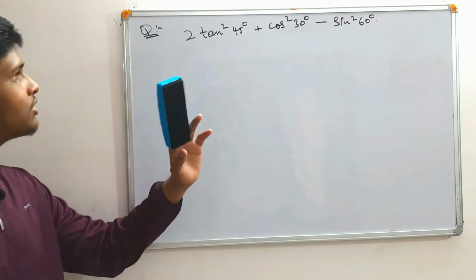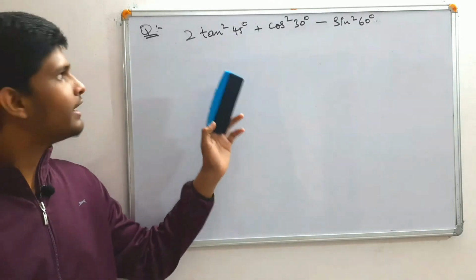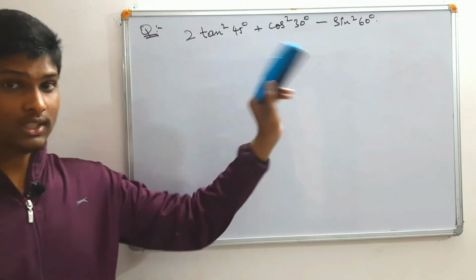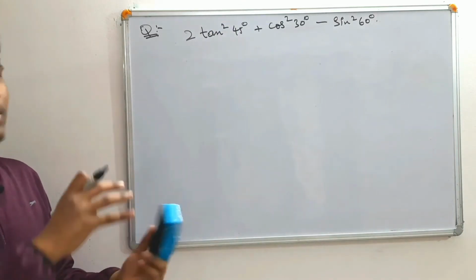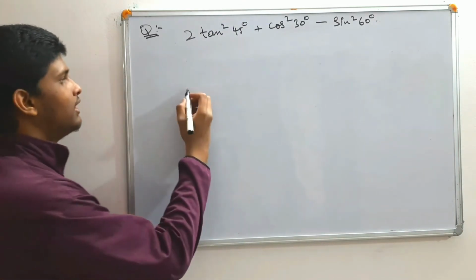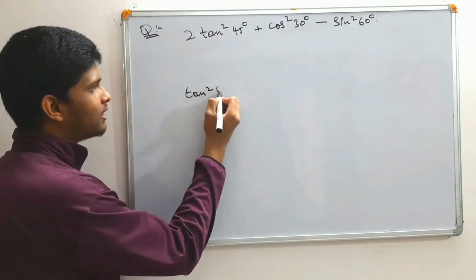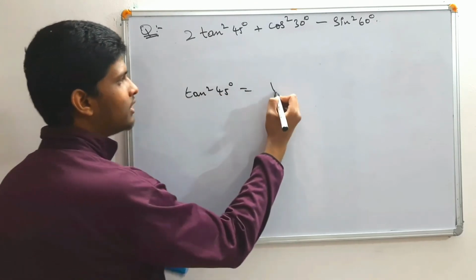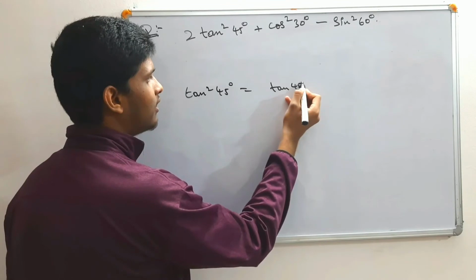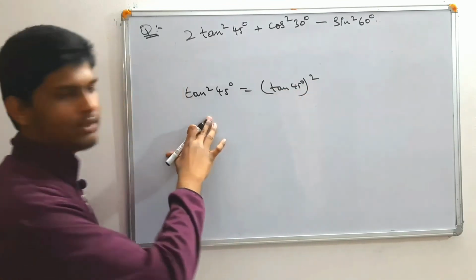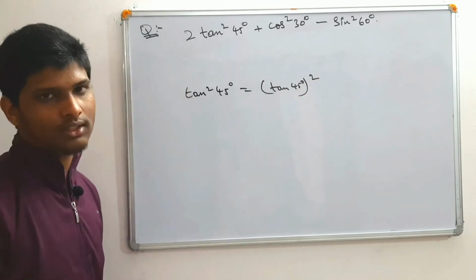So this is our next question. 2 tan square 45 degrees plus cos square 30 degrees minus sin square 60 degrees. Don't worry about the square and all, it is nothing but tan square 45 degrees means tan 45 whole square. Both are the same, it's just written like this.